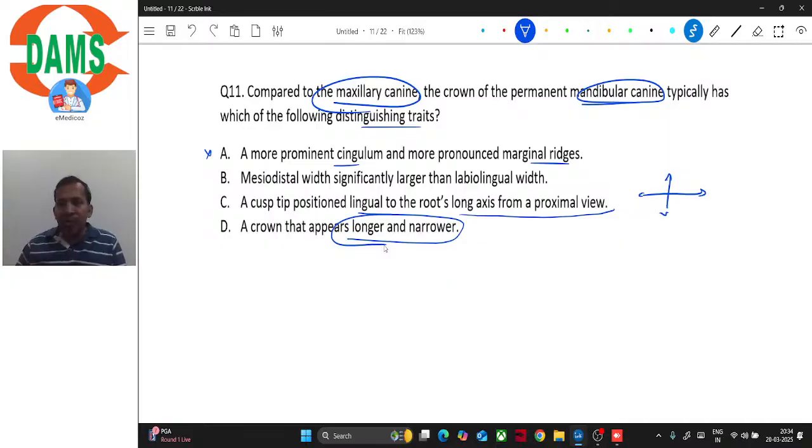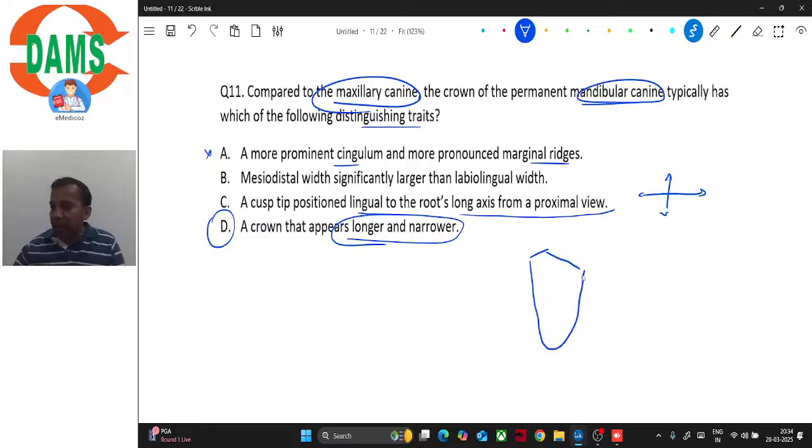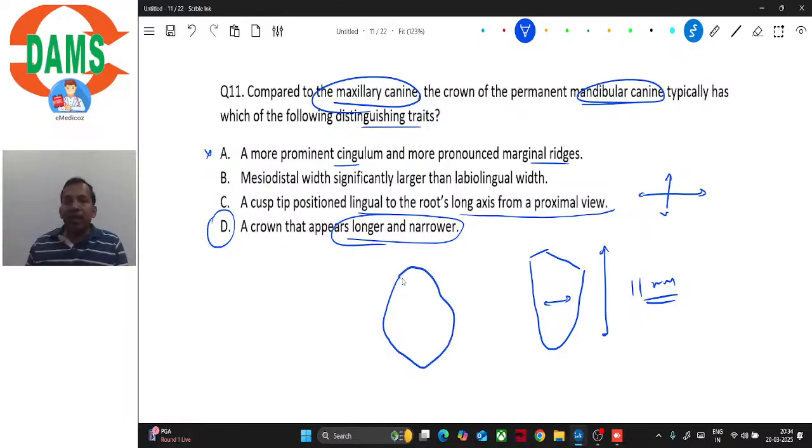Now here we have two options that are correct. First is option D, that is the crown that appears longer and narrower. We know that the mandibular canine has a length of approximately 11 millimeters, and the maximum crown length in the entire dentition is that of the mandibular canine, isn't it? And obviously it appears narrower when we compare it to the maxillary canine. The maxillary canine appears broader, isn't it? So this is correct.